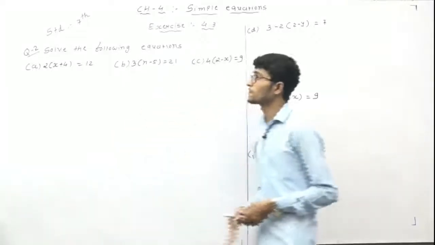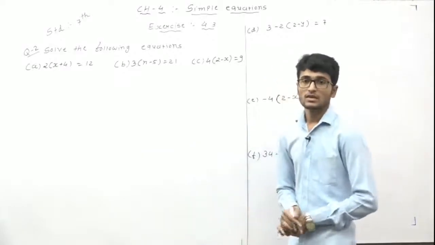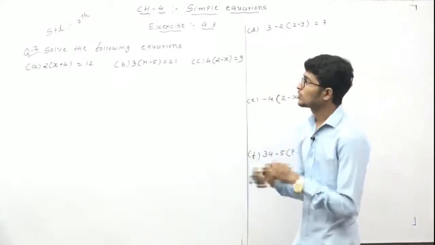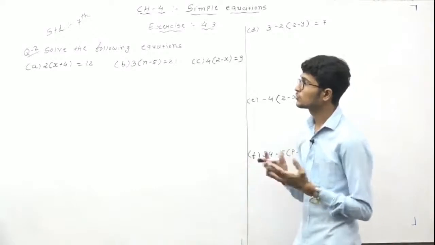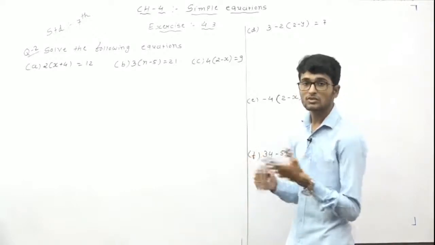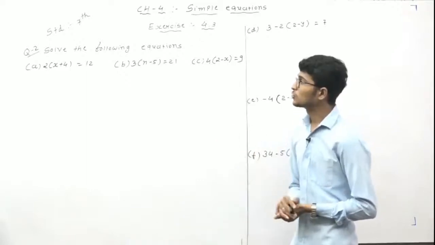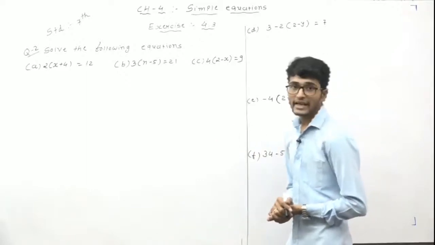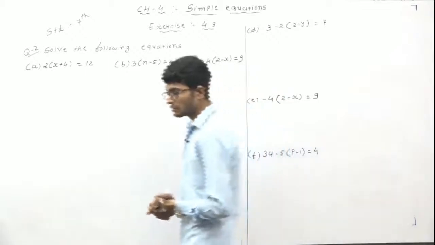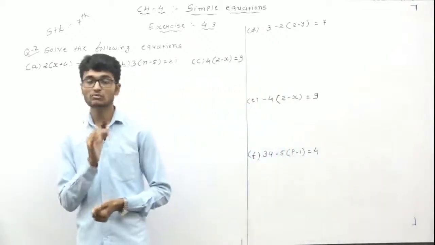Number 2, solve the following equations. This one is question number 1, also solve the following equation. Question number 2, also solve the following equation. In question number 1 and question number 2, this one is a different type of equation. In question number 2, all the equations are given in a bracket. It means any equation given in a bracket, so first of all our first step is to remove the bracket.